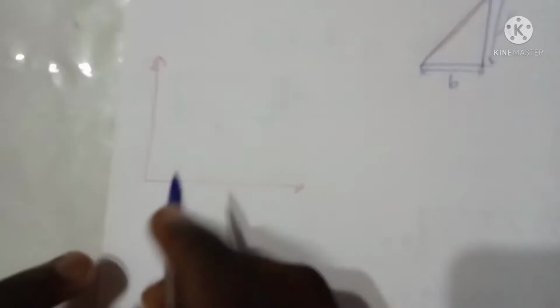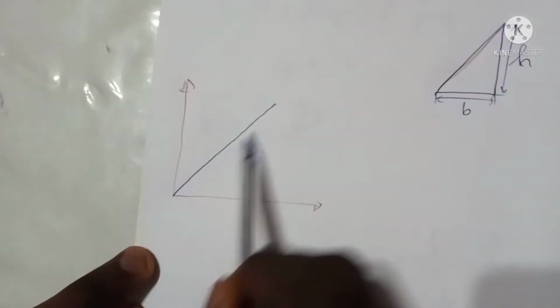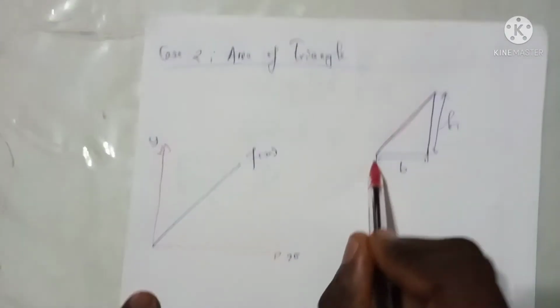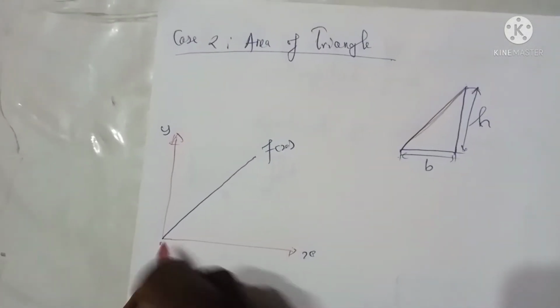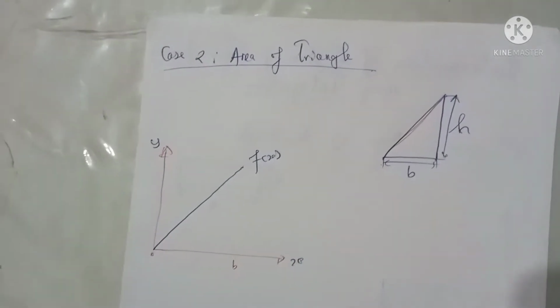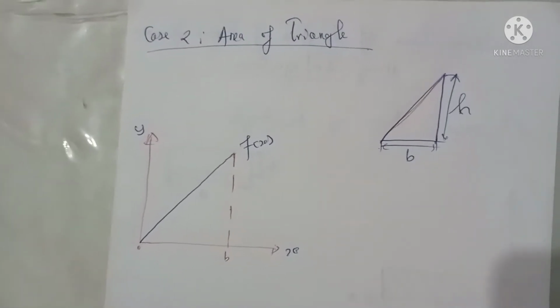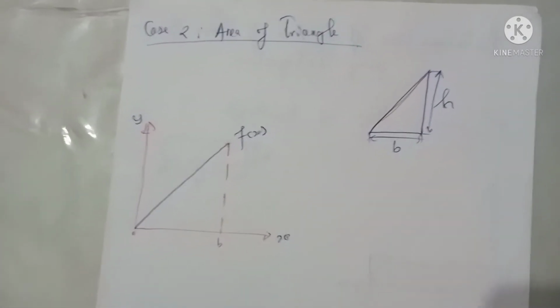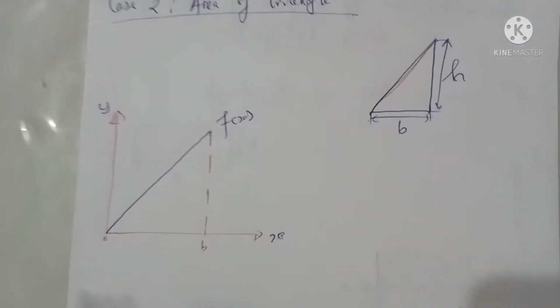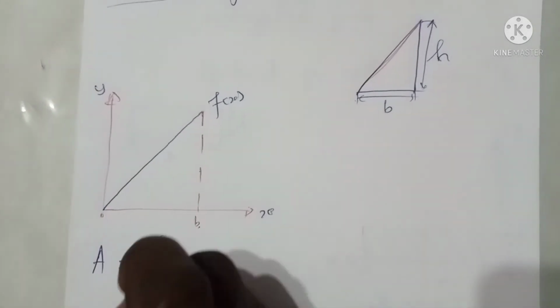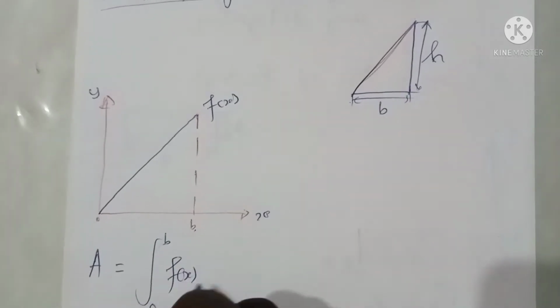How do we place this on the reference frame? I'm going to use a red pen in this case and a blue pen. This line here is our function. This is our y, our x. Now, from 0 to b, you can see this is 0, and our B is here. So it has to close, and we get the right angle triangle. Then how do we get the area of this right angle triangle? Still the same principle. The area is equal to the integral from 0 to b of f of x dx.